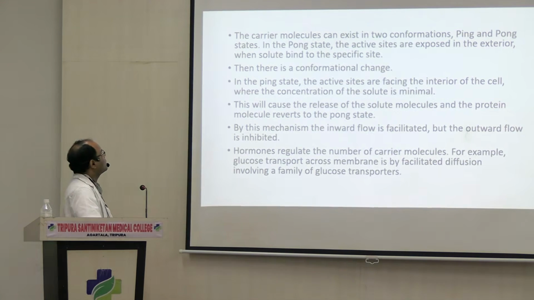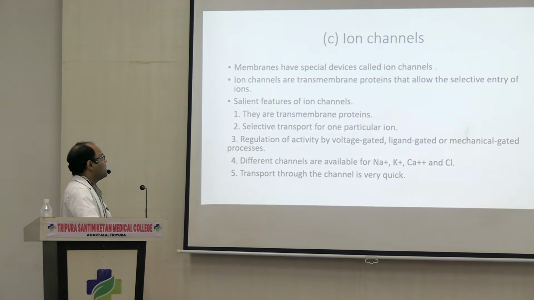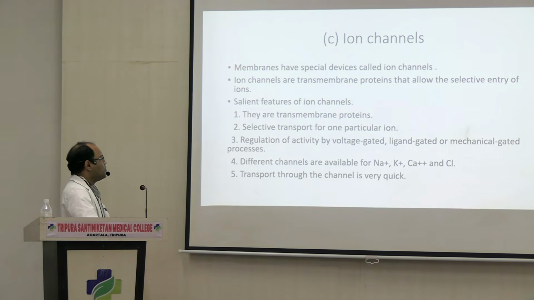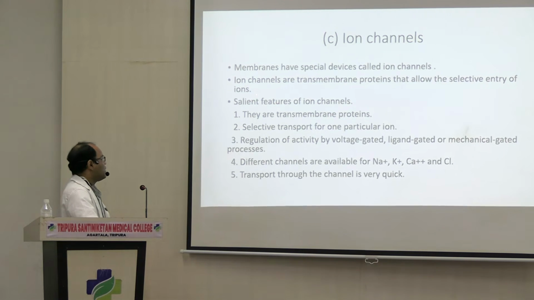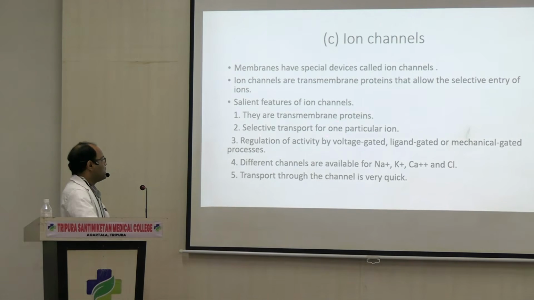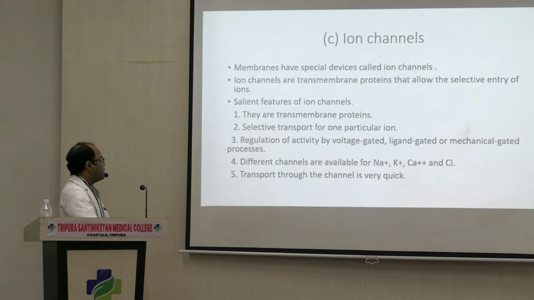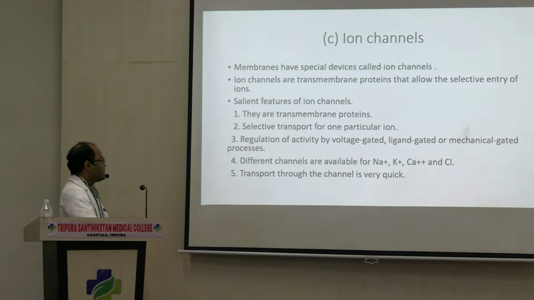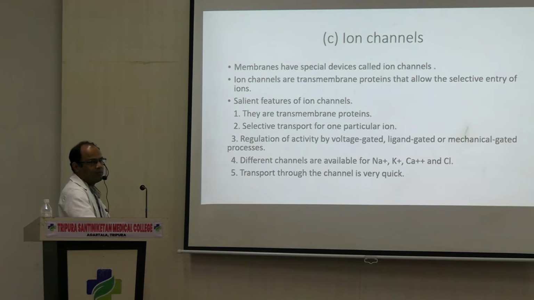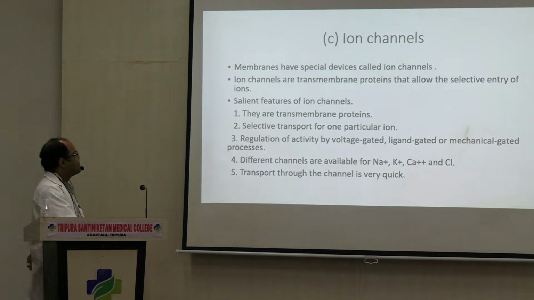Very good. Next, ion channels. The membrane has special devices called ion channels. Ion channels are transmembrane proteins. They allow the selective entry of ions. Features: they are transmembrane proteins. They selectively transport one particular ion. The regulation of activity is by voltage gated, ligand gated, or mechanically gated processes. Different channels are available for sodium ion, potassium ion, calcium ion, chloride ion, etc. Transport through the channel is very quick, very fast.